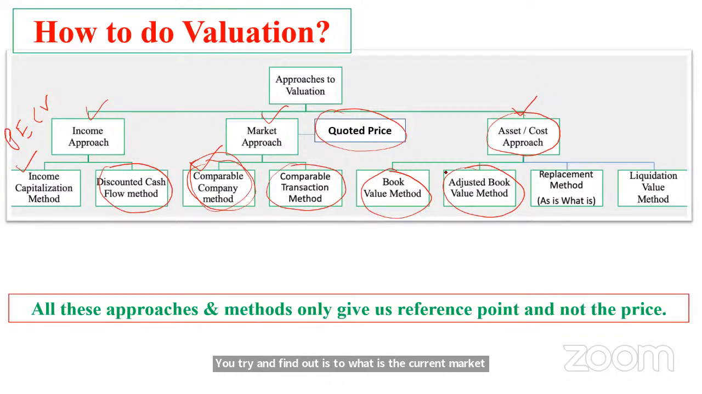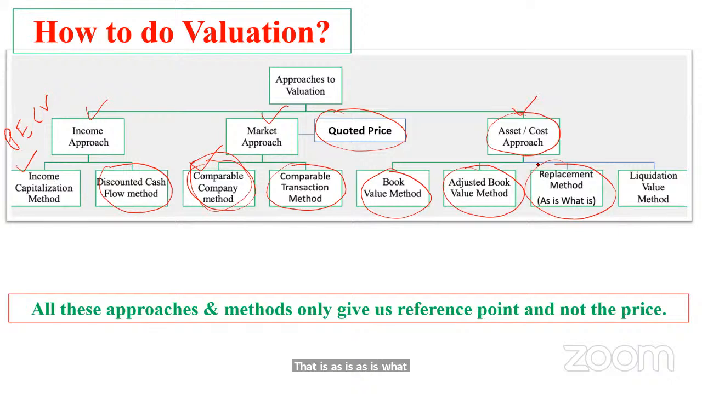So this is another example of the adjusted book value method. The third method is the replacement method, that is, as is what is. Replacement valuation does not mean that the machine you are trying to value, if you replace it, how much will it cost, and that is the value of this machine that you're trying to value.